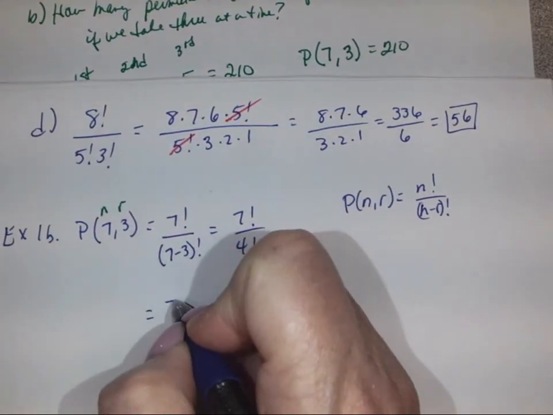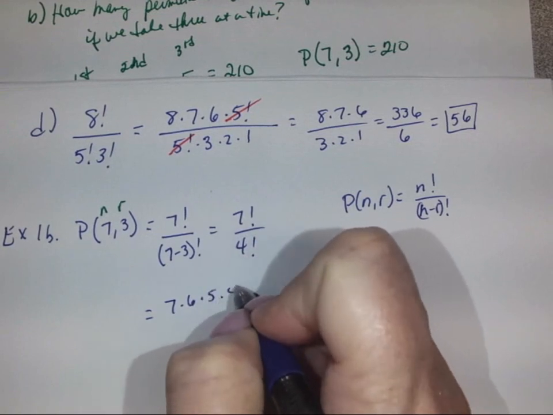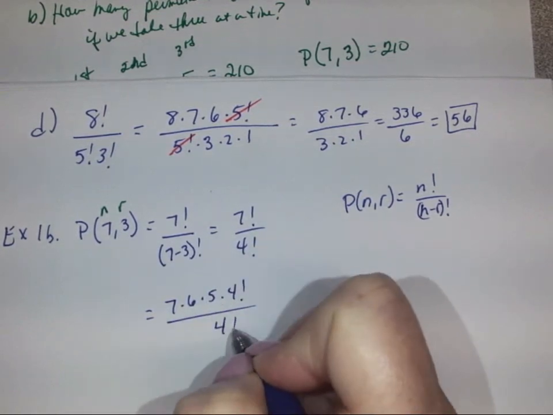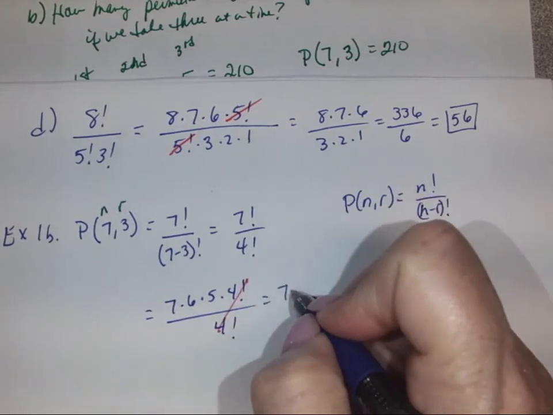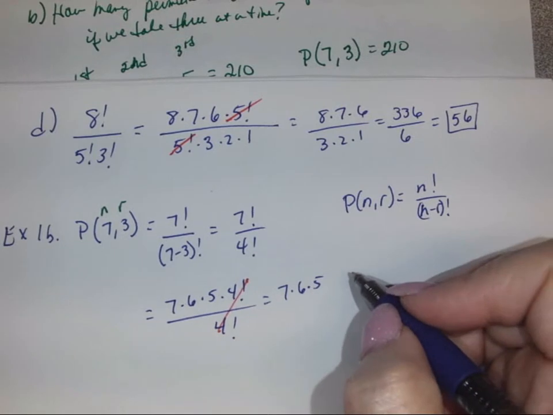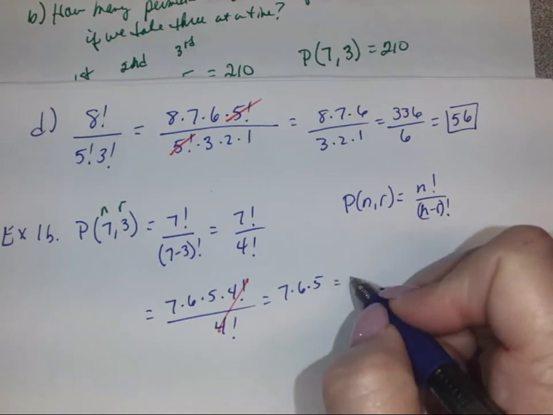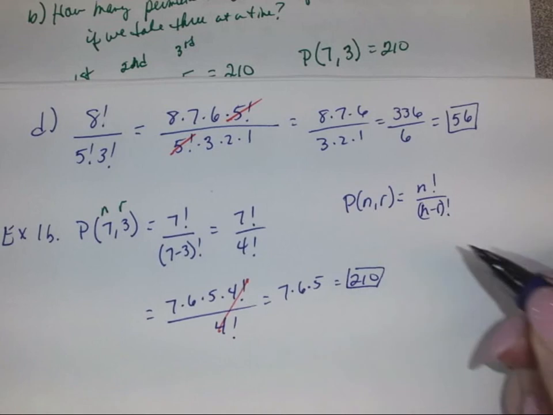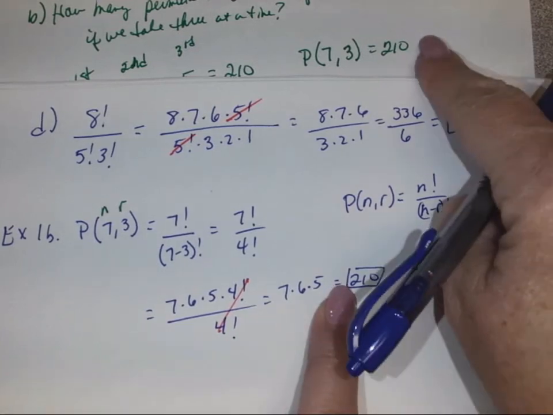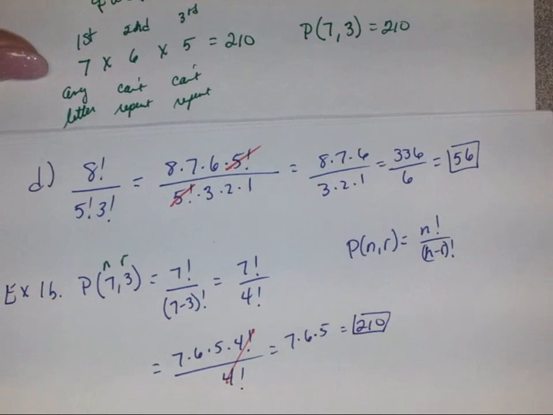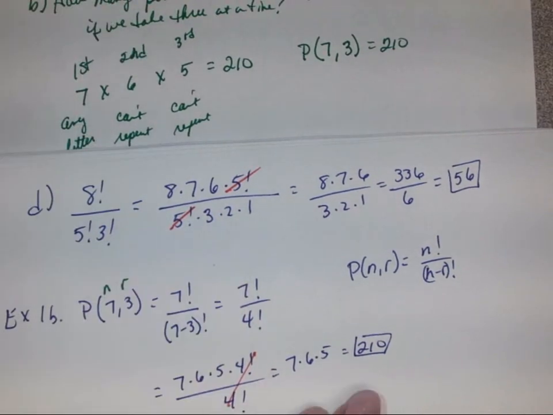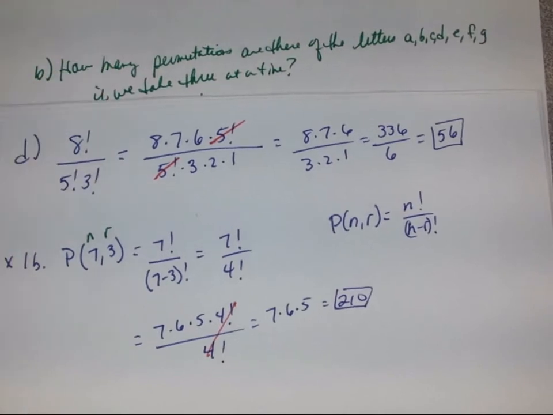So now we're going to have 7 times 6 times 5 times 4 factorial over 4 factorial, which means those will cancel. And we end up with 7 times 6 times 5, and when we multiply those out, we get 210. And that is the same answer we got when we multiplied out the choices. So this is what we're now doing, but we're doing it with a formula. And in some ways it will be easier, especially if you're doing bigger numbers.